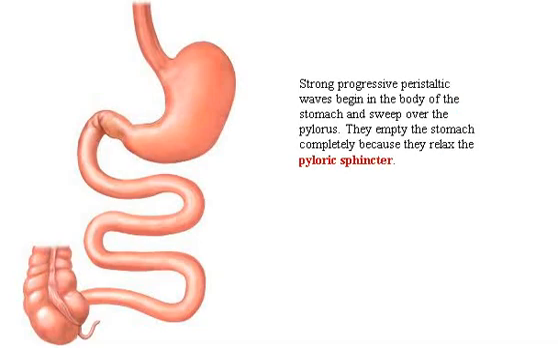Strong progressive peristaltic waves begin in the body of the stomach and sweep over the pylorus. They empty the stomach completely because they relax the pyloric sphincter. This accounts for the forward progress of large objects, like a swallowed penny, through the GI tract.